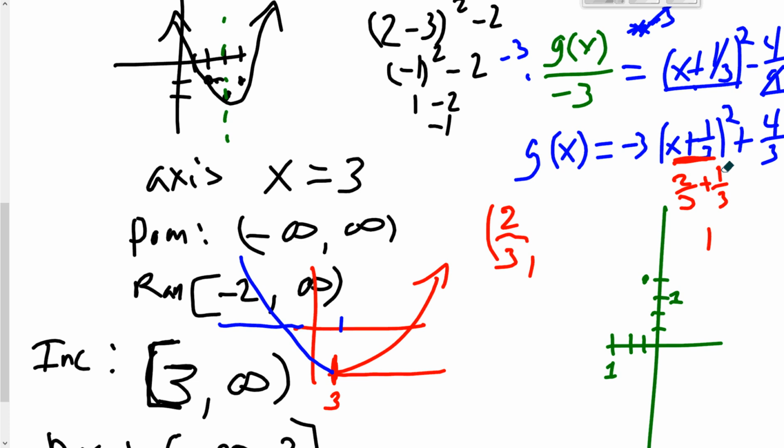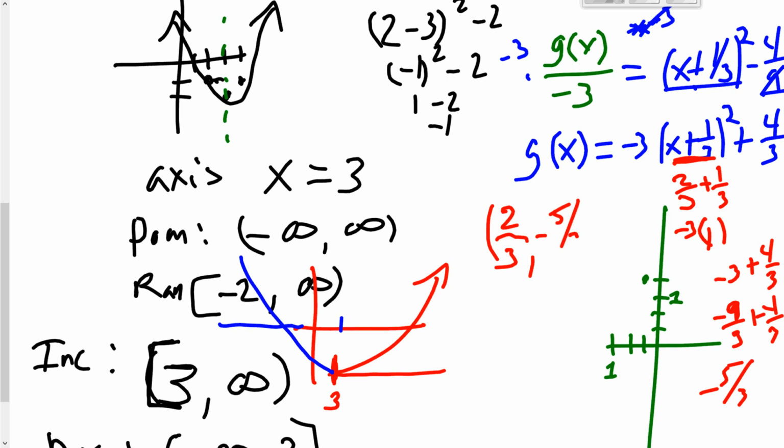1 squared is still 1. 1 times -3 is -3. So I have -3 plus 4/3, so I need a common denominator. That'd be -9 thirds. So -9 thirds plus 4/3 is -5/3, excuse me. So my 2/3 is my x, and -5/3 is my y.